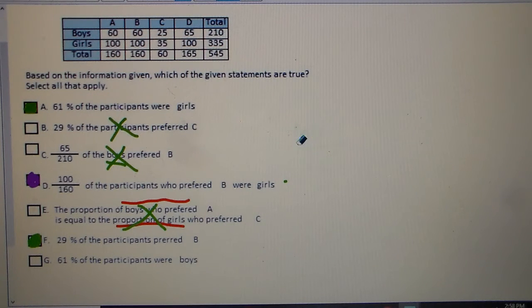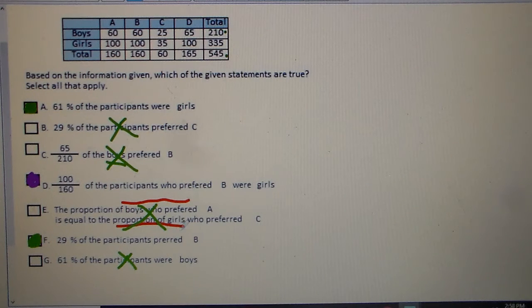Next thing is of the boys, 61% of the participants were boys. Well, we go to boys, that would be 210 over 545. So we put that in the calculator, 210 divided by 545, and we get 39%. So that last one we will not mark off. So our answers in this case will be A, D, and F.